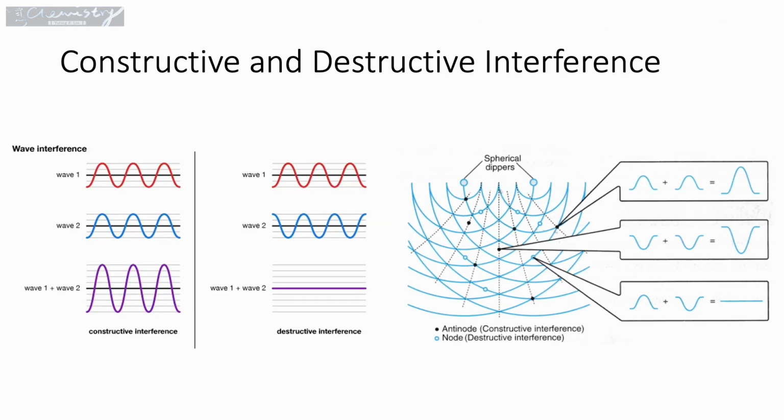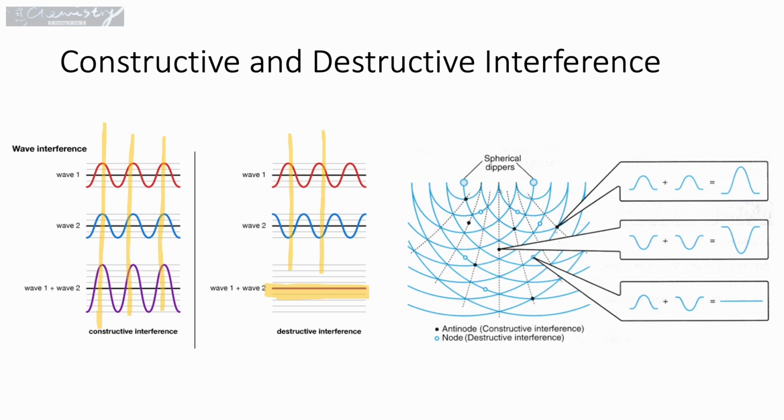So here we are just summarizing what we just talked about. We have the constructive interference, where we can see that the heights of wave 1 and wave 2 are the same. Destructive interference, when one is high, the other one is low. So they cancel out to be a flat line.